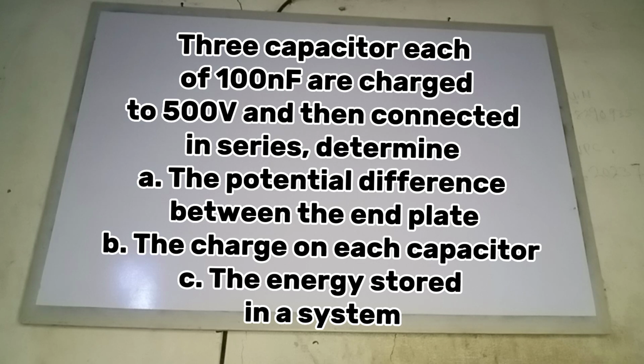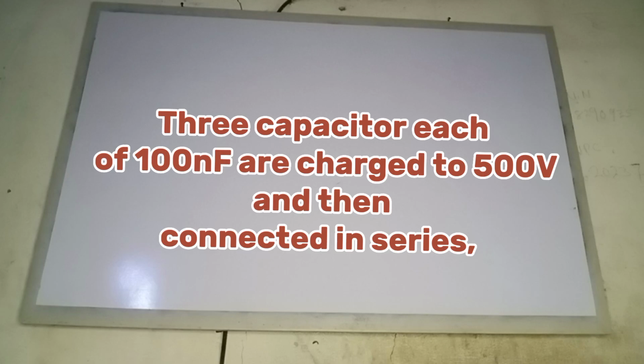Determine A, the potential difference between the end plates, B, the charge on each capacitor, C, the energy stored in the system. But before we go ahead, let's explain what is happening here. It said 3 capacitors each of 100 nanofarad are charged to 500 volts. That is the first part. Then they are connected in series. Let's take the solution here, please.